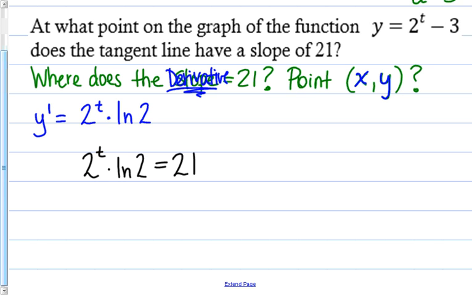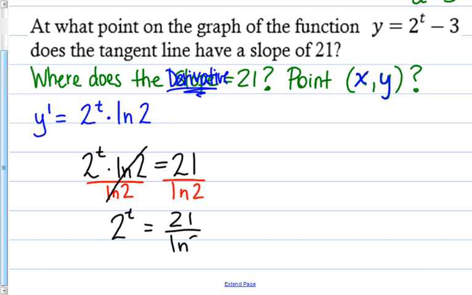As always, the variable is what I'm trying to get by itself. So first order of business is I'm going to divide both sides by the natural log of 2. That gets rid of that. So I have 2 to the t power equals this funky looking fraction.